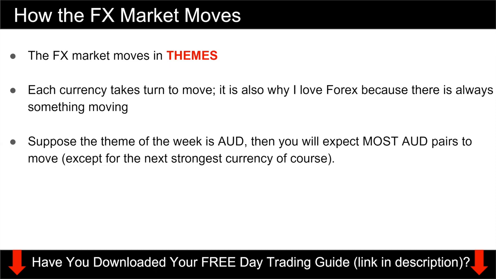Now, if Aussie is strong, then you expect most Aussie pairs to move. It can be your Aussie dollar, Aussie yen, Aussie cat, Aussie kiwi, and so forth. You expect most of them to move, except for, of course, the next strongest currency. So if, let's say, the dollar is strong, then of course Aussie dollar is not going to move much, because when you pair a strong currency with a strong currency, the pair is not going to move much. But the main point I want to emphasize here is that the market always moves in teams.